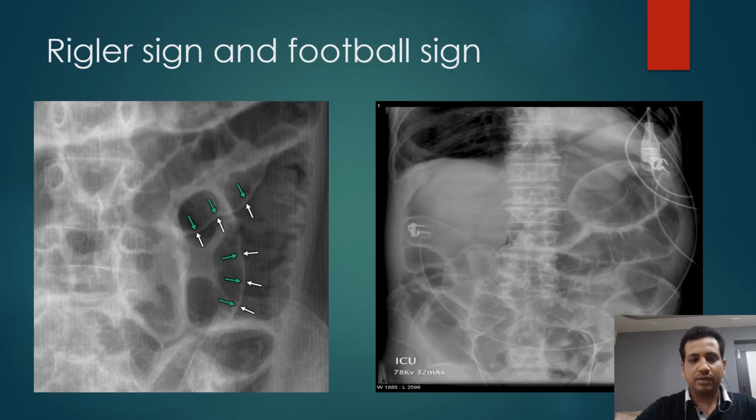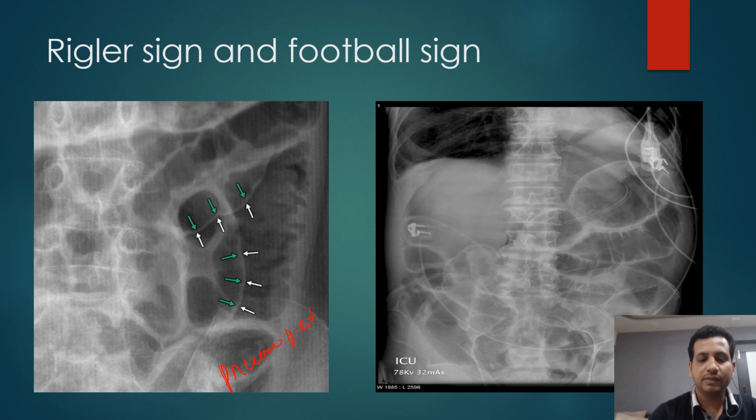Moving on, this is an important sign, Rigler sign, that is presence of air on either side of the bowel wall. As you can see, the green arrows are the air within the bowel wall, and the white arrows are the air outlining the bowel from outside. So air from inside and air from outside will outline the bowel wall. It will help us to detect the pneumoperitoneum.